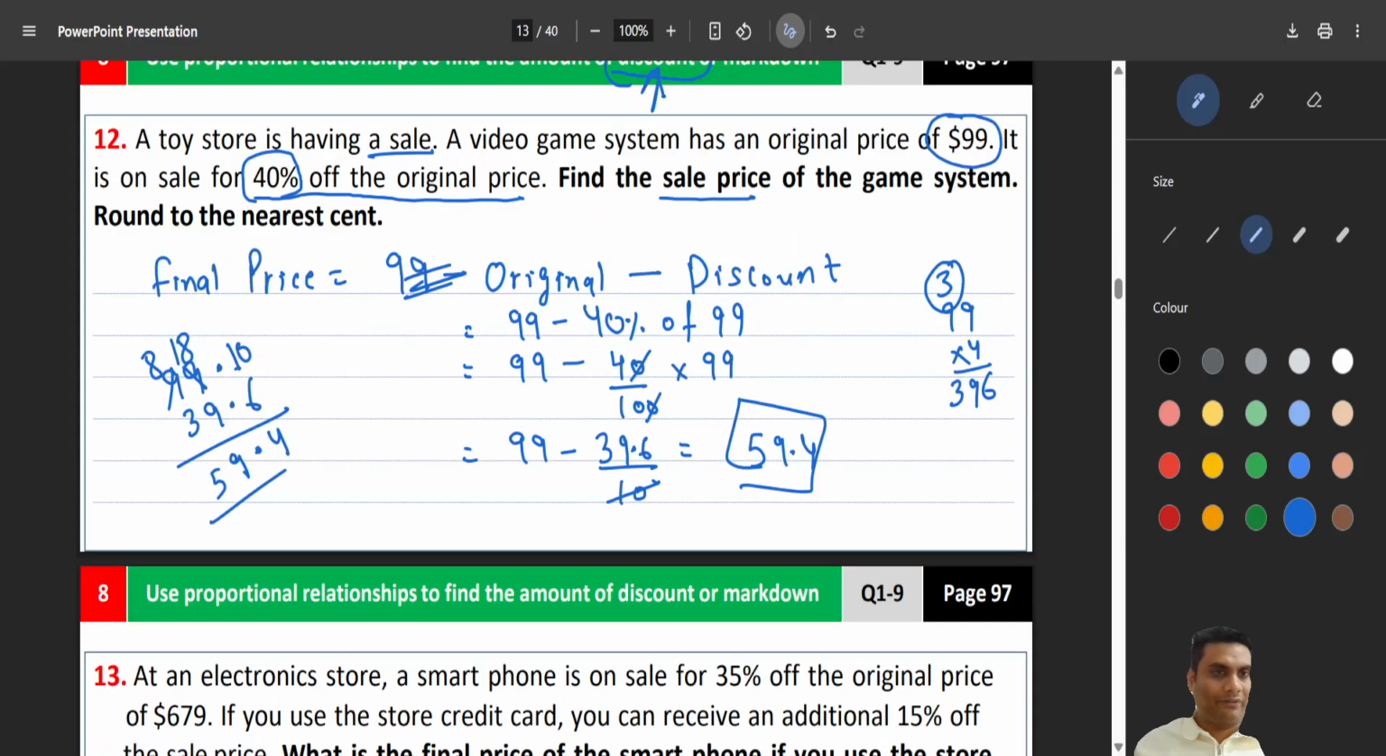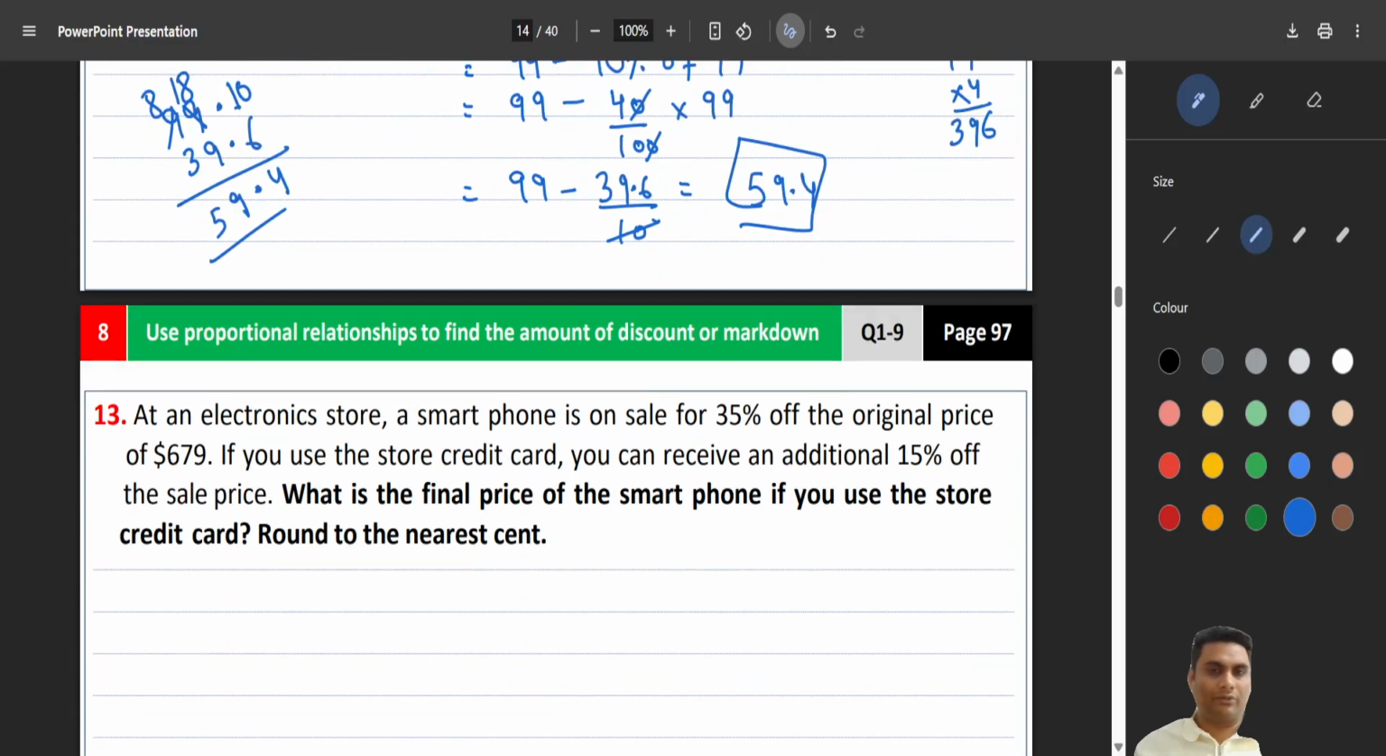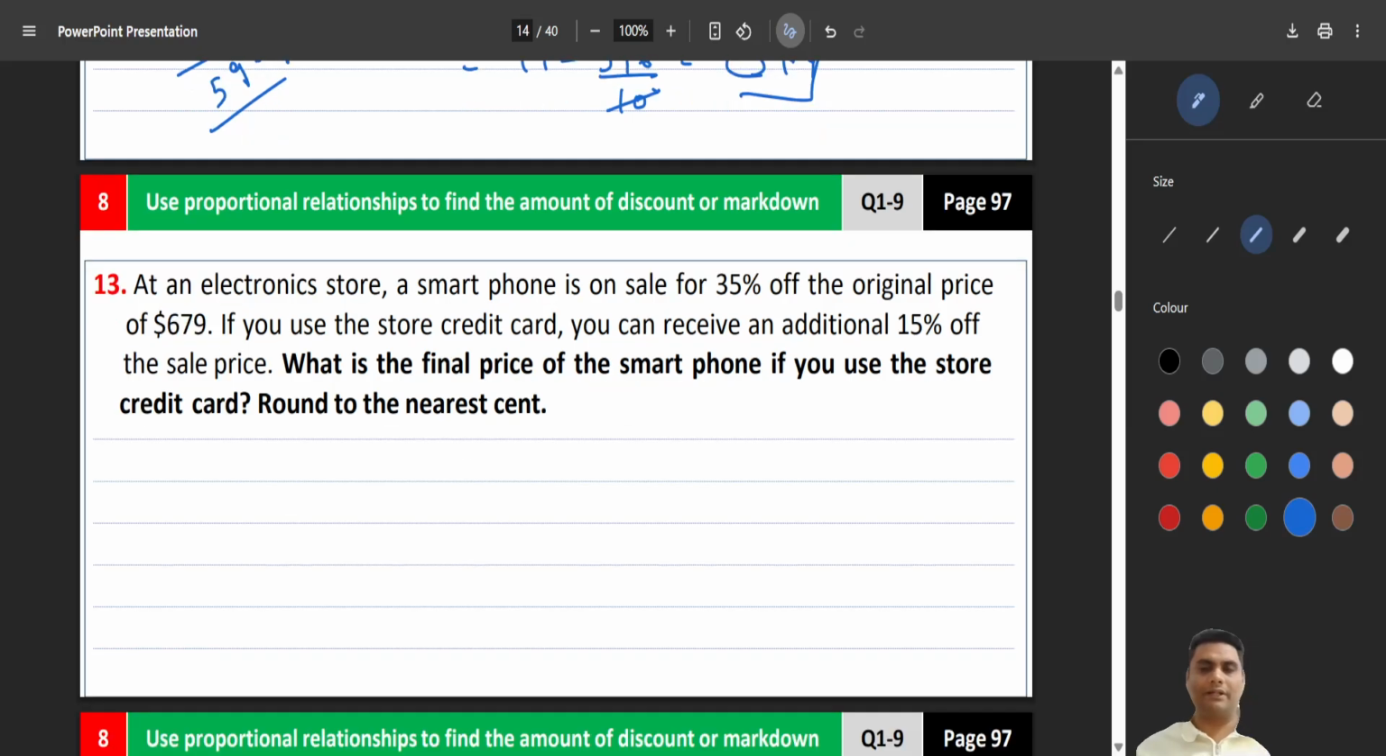Now question number 7 is over. No, we are on question number 8. Yeah, so question number 8 again. There is one more question on discount. Now let's see. At an electronics store, a smartphone is on a sale of 35%.